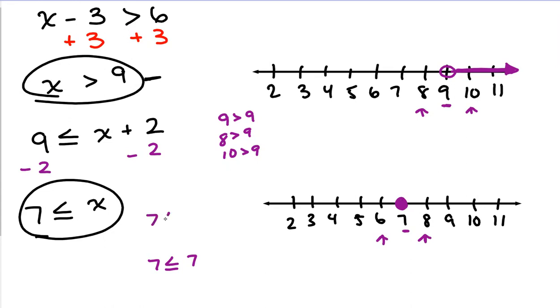So let's see. 7 is less than or equal to 6. Well, that statement's not true. What about 8? 7 is less than or equal to 8. Well, that is true. So we shade this way to show that 7 and above are indeed solutions to this inequality.